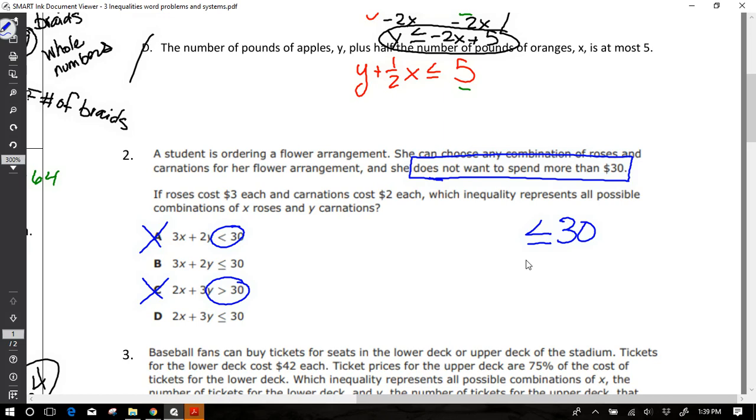Okay, now I'm ready to translate the rest of it. If roses cost $3 each, that's the first piece of information they gave me. So that's got to be my 3x. And option B is what has the 3x in it. So really I already know my answer and I haven't even finished translating it, but it's not that hard to finish it up. Carnations cost $2 each, so it'd be 2y, and that also has the 2y. So my answer choice, B, is what I'm looking for. Okay, that one was really quick.